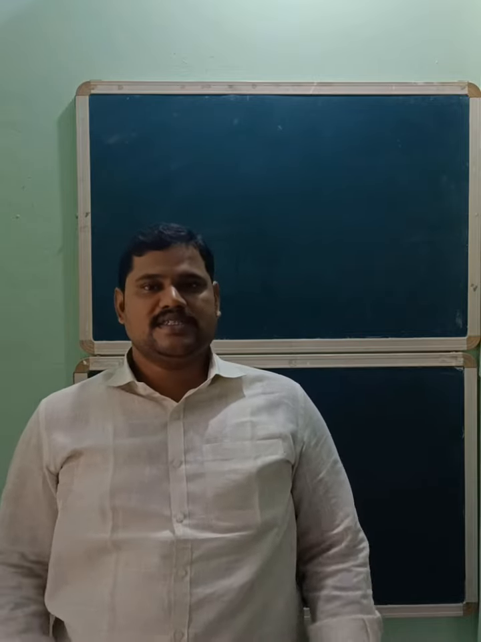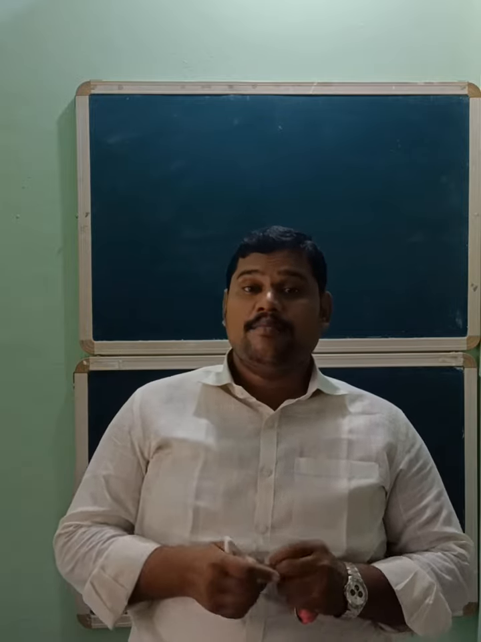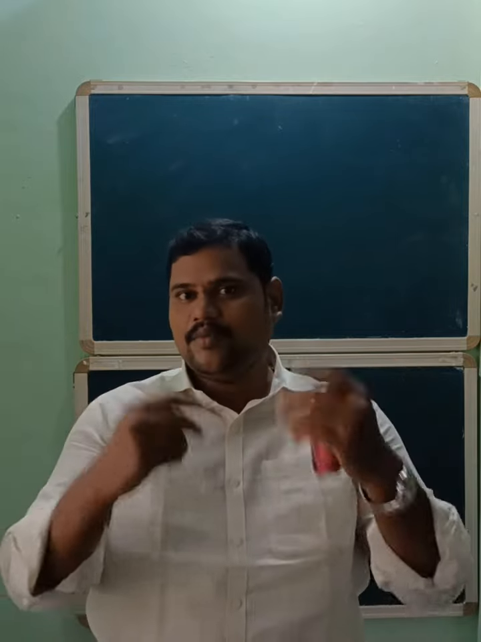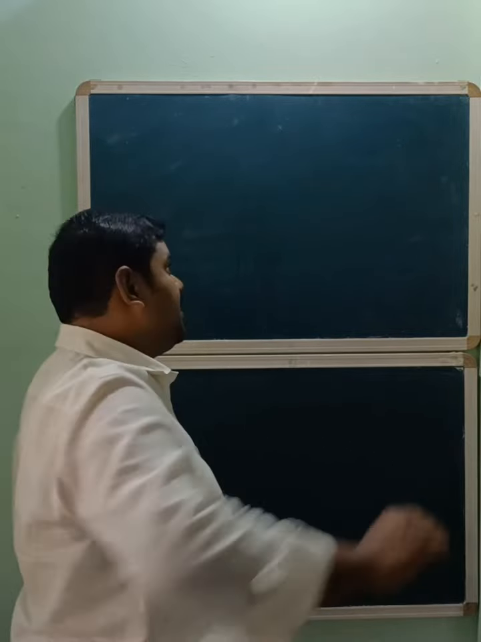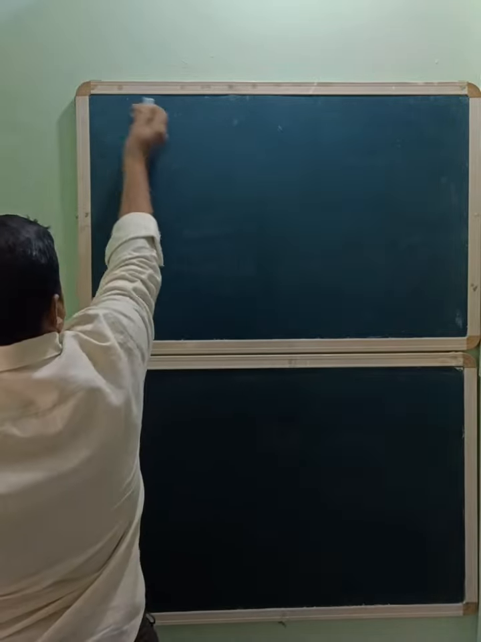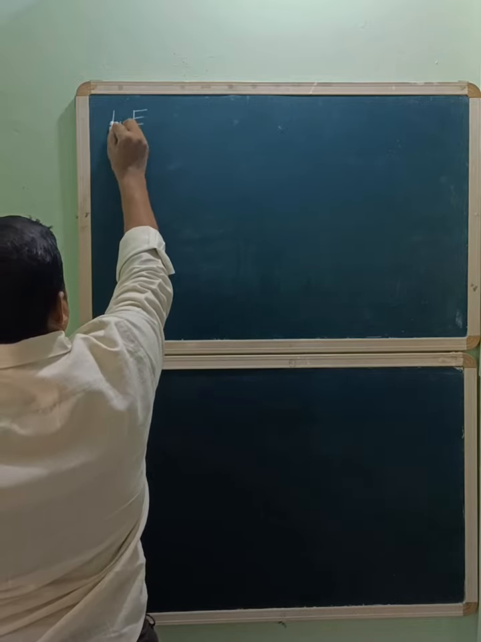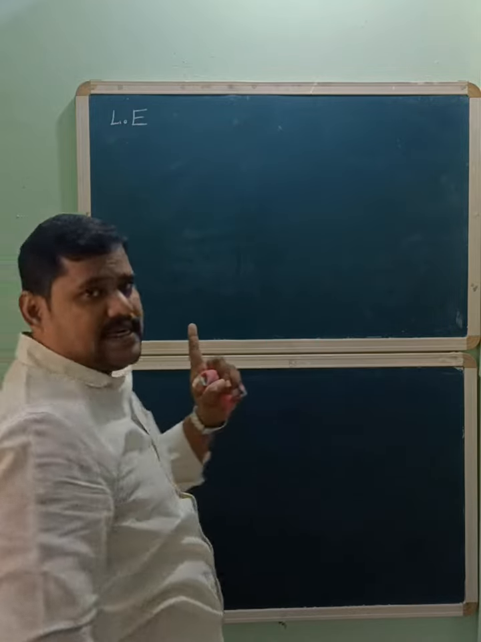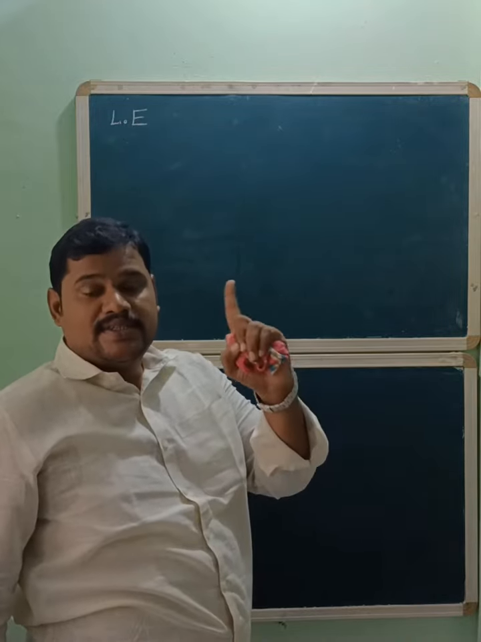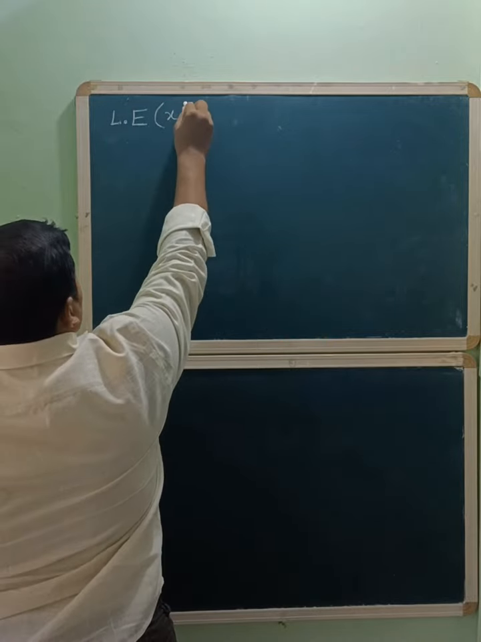Today we are going to discuss a topic in 10th class mathematics. The topic is pair of linear equations in two variables. Before going to that, the basic introduction is linear equation. I can write in the shortcut form, L.E. means a linear equation in one variable x.